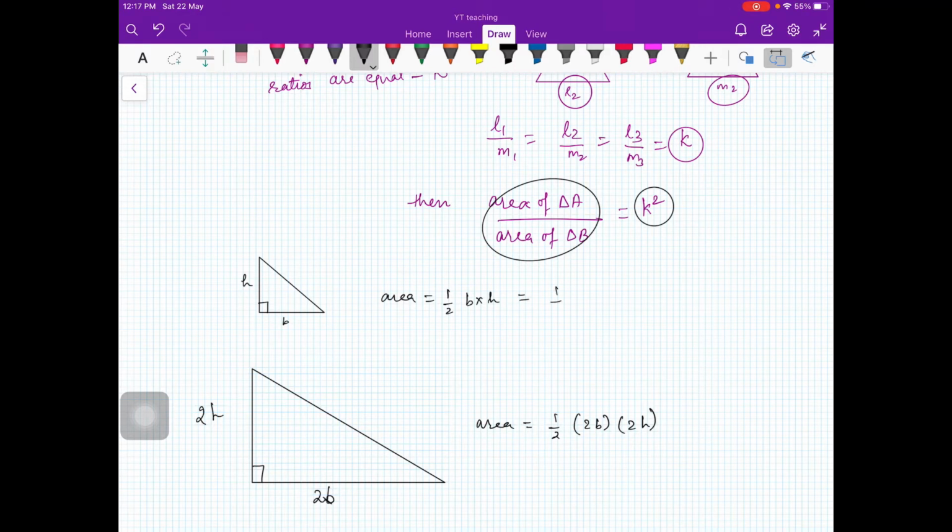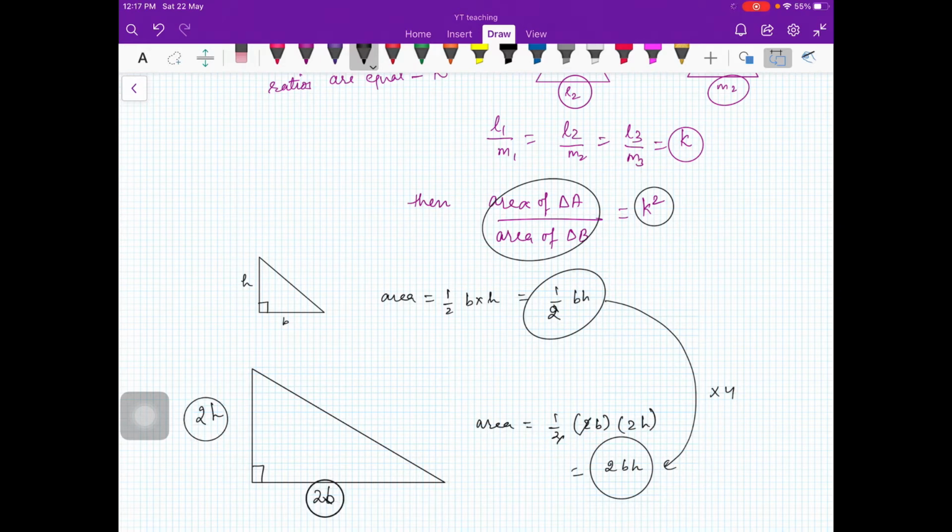Okay. So area here is 1 by 2 BH and here is 2 BH. So this area becomes 4 times. You see, this is 4 times. So when the side ratios, here side ratio were 2, b upon 2b, h upon 2h. So when side ratio is k, area ratio is going to be k square. So this is important, right?